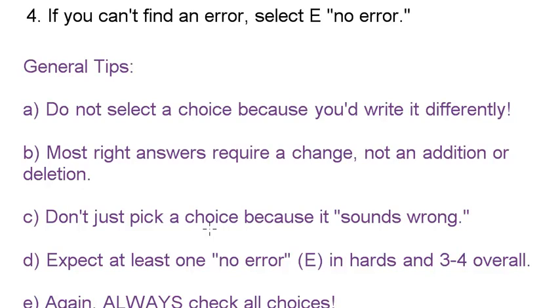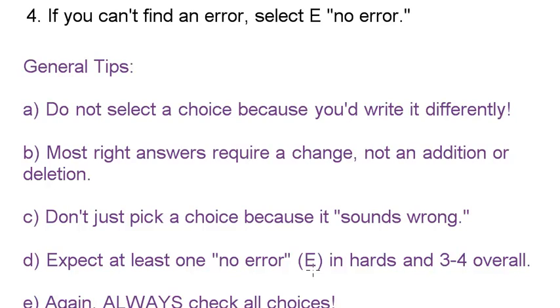Again, just reiterating that. Expect at least one no error E in the hard. So in your 25 to 29 or so, expect at least one E, just like with the improving sentences where you'd see an A in the hards for the same reason, right? They want to make sure on the hard questions that you don't overcorrect when presented with something that seems like it could be grammatically incorrect. They want to make sure, especially in the hard cases, that you don't overcorrect and pick something that's wrong when you think it's right. And overall, you should expect in the 12 to 29 section around 3 to 4 E's or so.